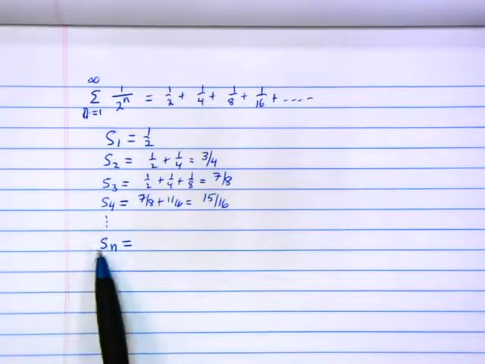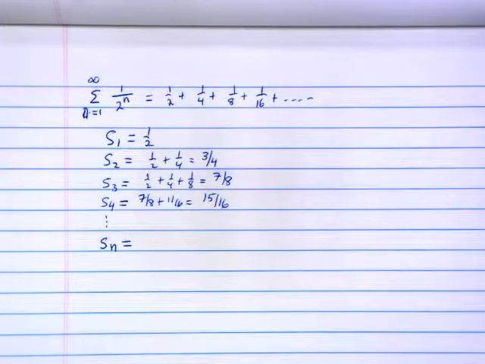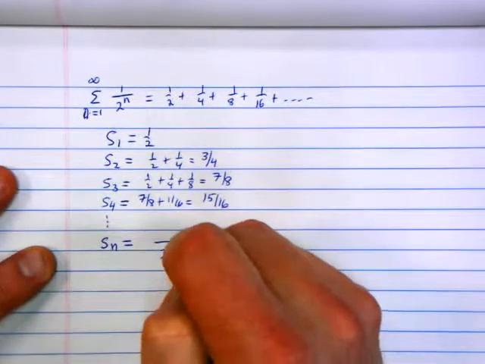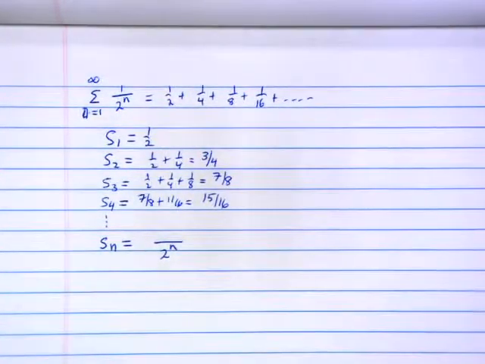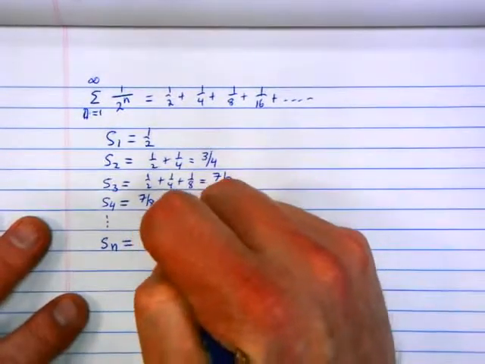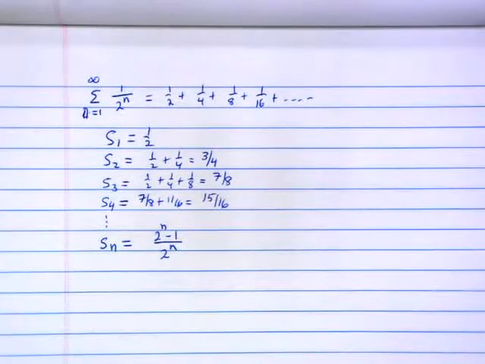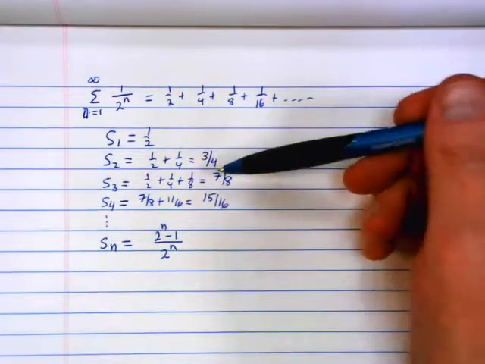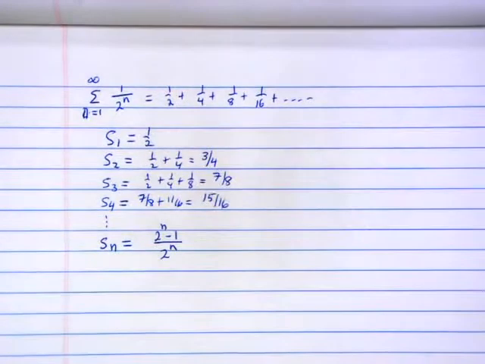So what's S sub n going to have on bottom? 2 to the n. What are we going to have on top? 2 to the n minus 1. Right? Because this is 4 minus 1, this is 8 minus 1, this is 16 minus 1, so on and so forth.